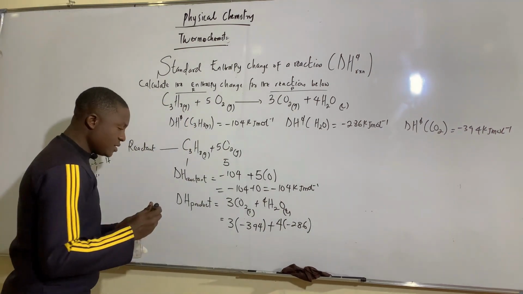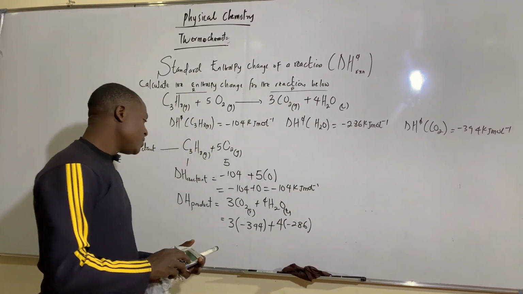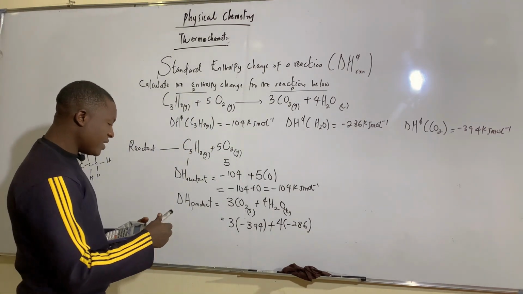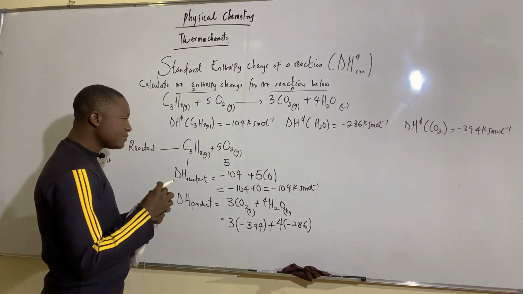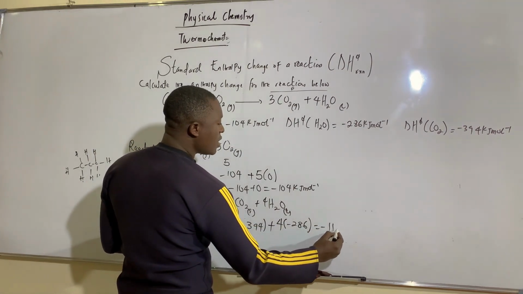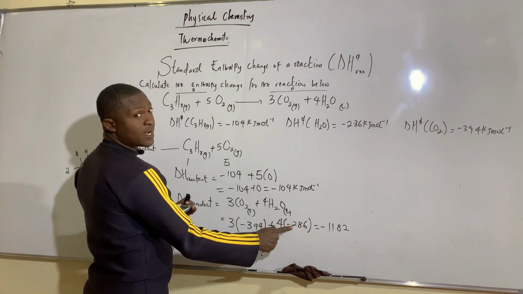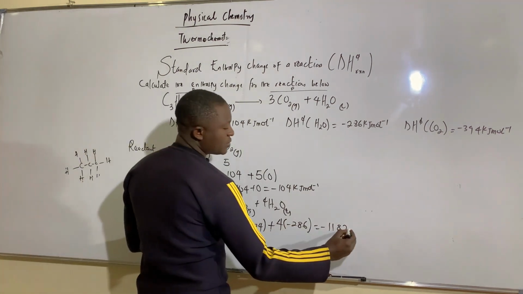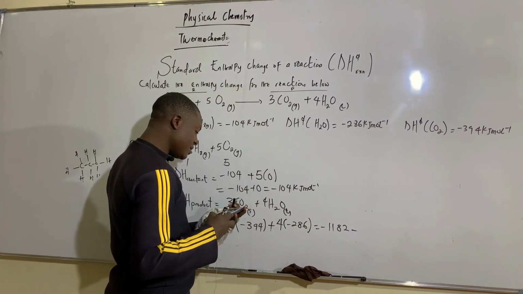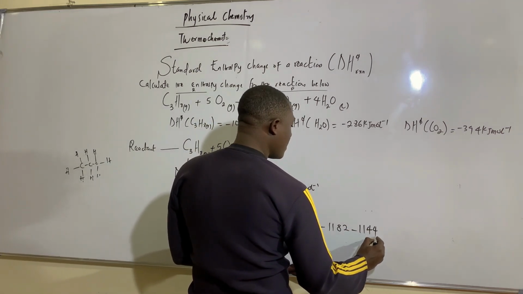So now, let's multiply to make our work easier. 3 multiplied by 394, what I have here is minus 1182. You can see this is plus, this is minus, plus times minus gives minus, and we have minus 4 multiplied by 286. We are going to have minus 1144.